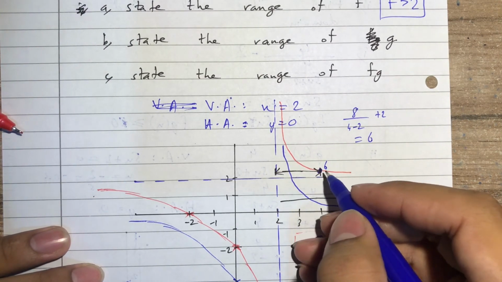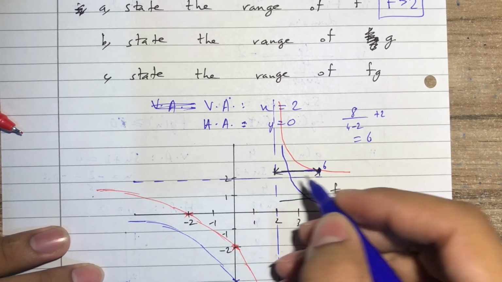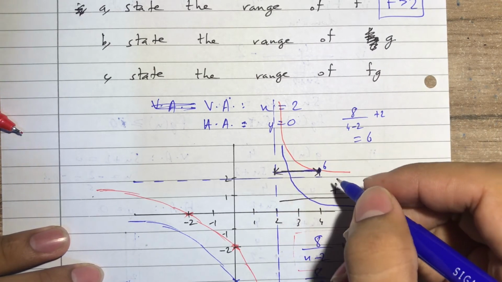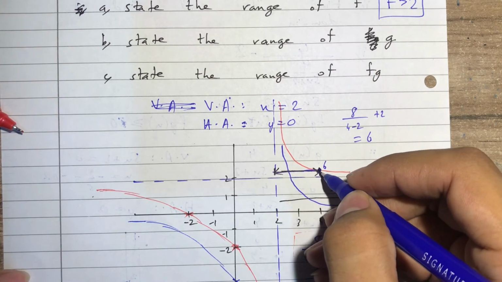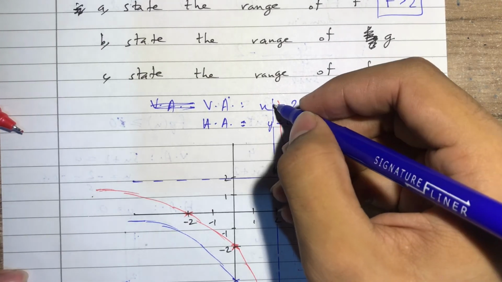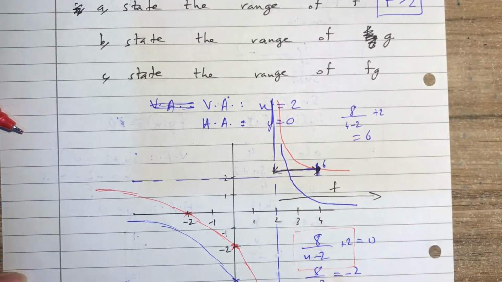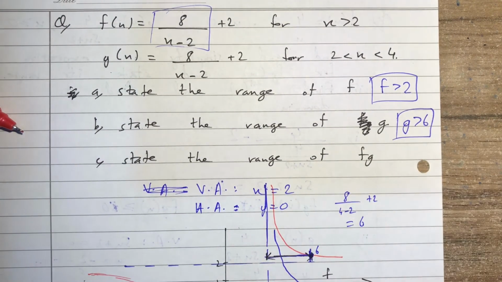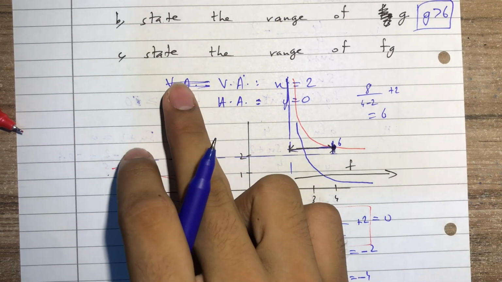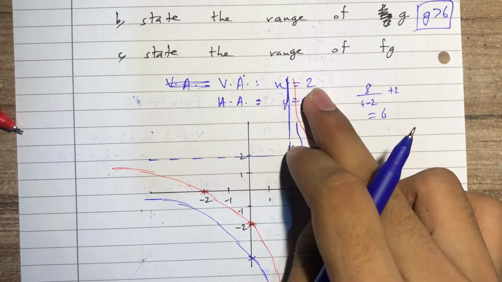So that means, sorry, y is 6. So g will be greater than 6, because it can't come below. It starts at this point and goes to infinity over there. So g is greater than 6. In the last part, they're saying state the range of fg.